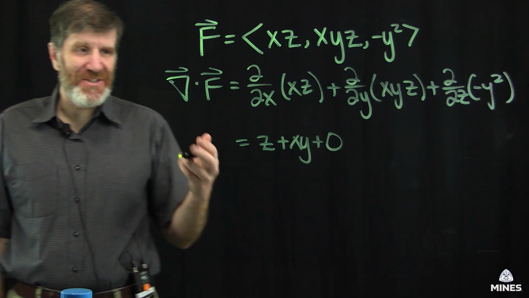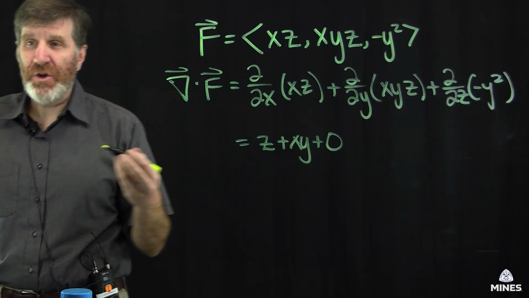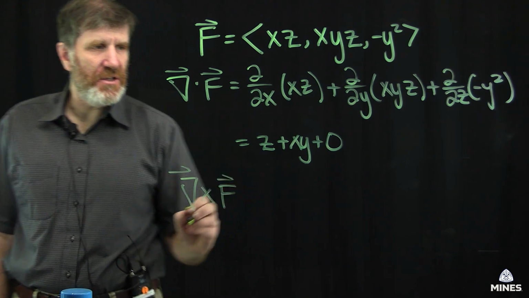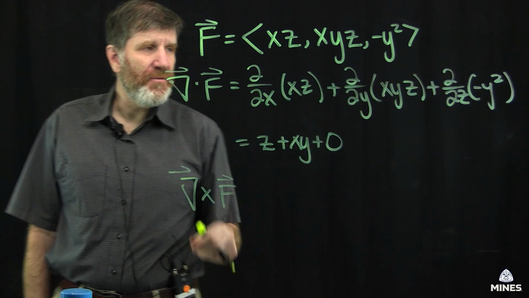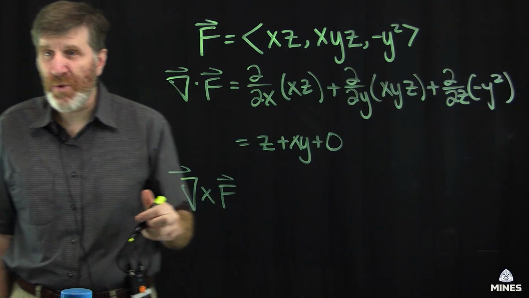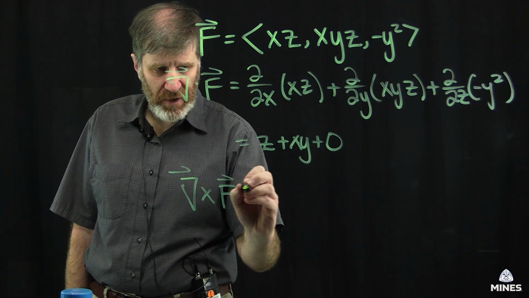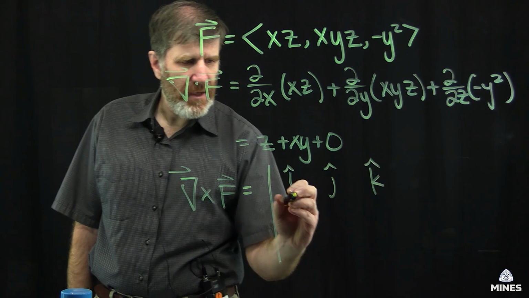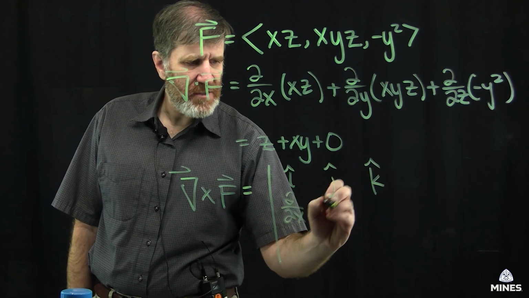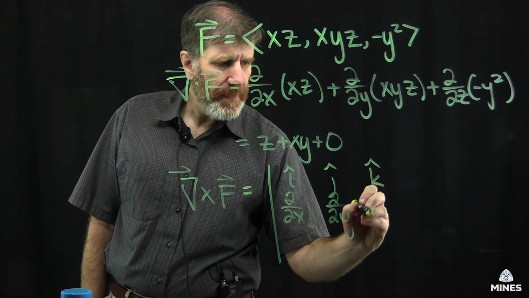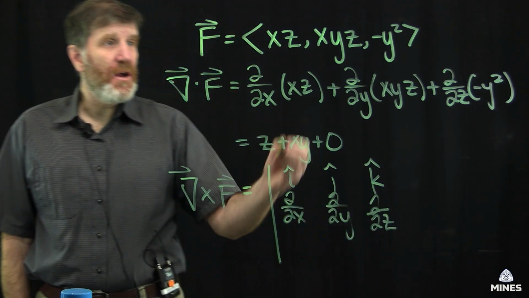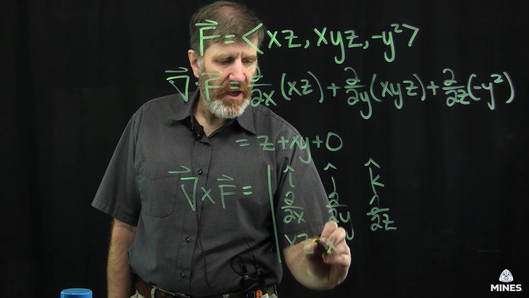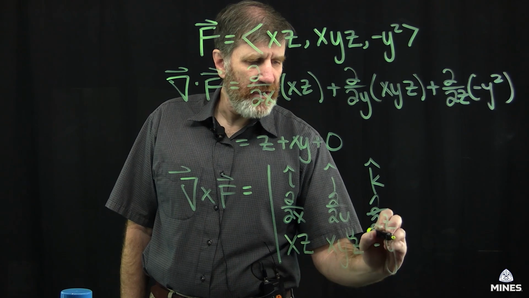That is the divergence. The divergence is much simpler than the curl. The curl is the other derivative that we can take. And if the divergence is like a dot product, a sum of products of components, then the curl is like a cross product. So the curl here is i, j, k, partial derivative with respect to x, with respect to y, with respect to z, and then the components of our vector field that we're going to actually differentiate: xz, xyz, and minus y squared.